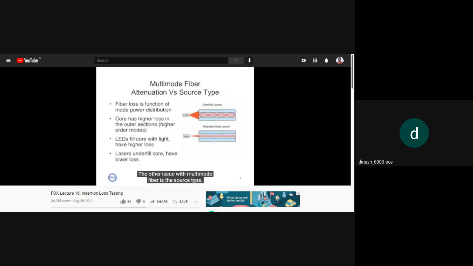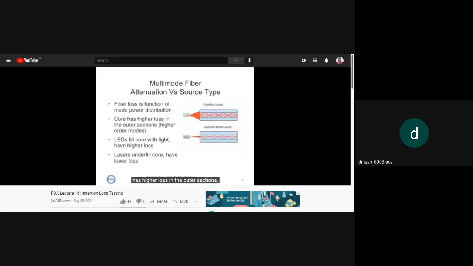The other issue with multi-mode fiber is the source type. The fiber loss is a function of what we call mode power distribution. We recommend that you look at the FOA online reference guide to get a more detailed view of all this. But basically, it's the fact that the center of the core of the optical fiber has lower loss than the outer sections. So LEDs fill the core more thoroughly and have higher loss than a laser, which only transmits down the center. What we do is we condition the source to be generally acceptable in the industry.